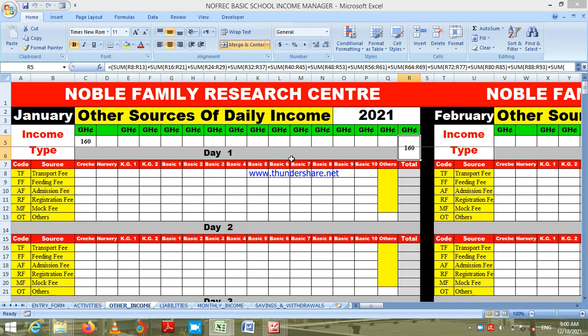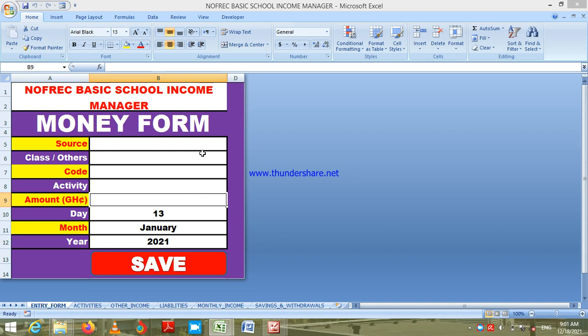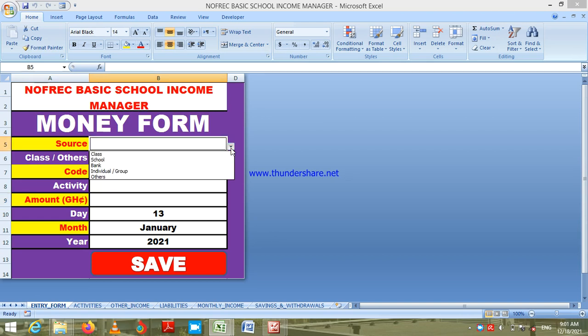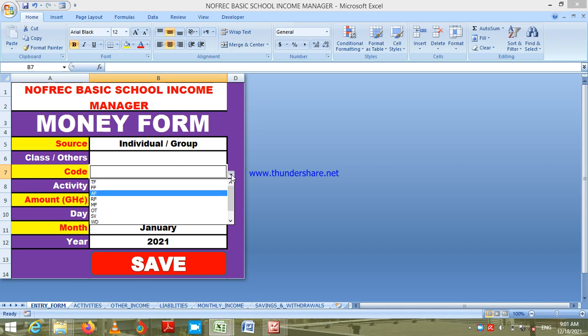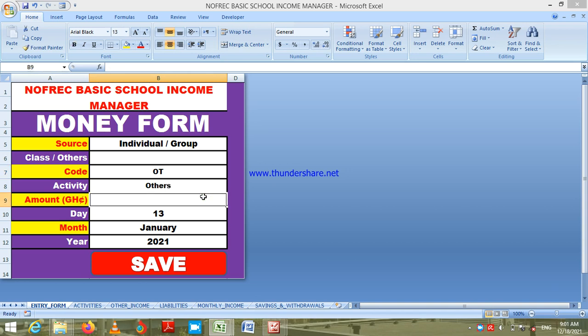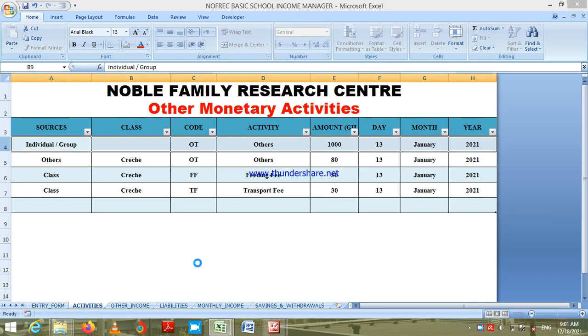So all the monies that will be accumulated, that will be paid under any of these items by any of these classes, will be captured here for the month. And one important aspect that we also considered is that we may have a donation or assistance from individuals or groups. So we have group or individual. This one is not from any class, and we say that it's in the form of donation. So we take others. It's not from any class, it's from somebody, and that person gave us 1,000 Ghana cedis as a donation or something like that. So we save. And when we save, this amount will also be captured as other income that has come to the school.